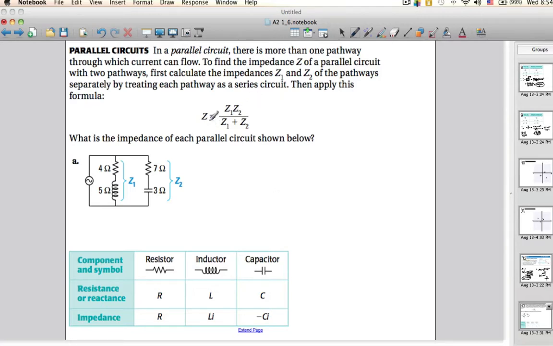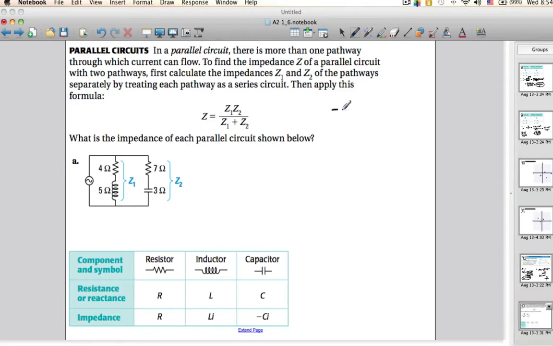Okay, so we have this formula for calculating impedance for a parallel circuit, which has more than one pathway through. You can see you can go through this way, and you can also go through that way, right? So there are two different ways to go through. I can calculate that using this formula, but I have to create the values for Z1 and Z2. But I've got this example here that will help me, right?